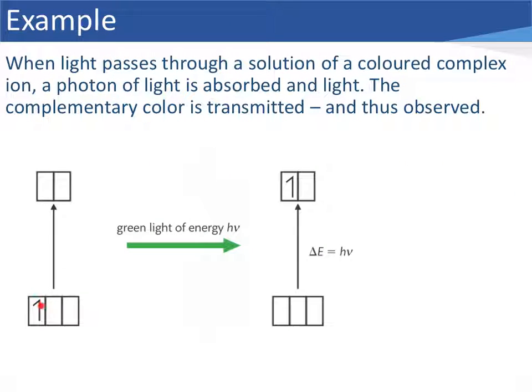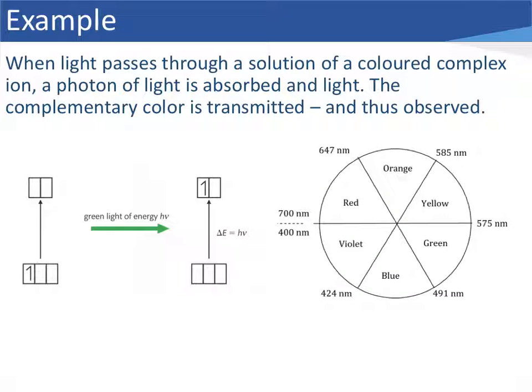So as an example, if there's an electron in the lower energy level of the 3d sublevels, this electron will absorb green light and be promoted up into the higher energy level. And by absorbing green light, if I look at the color wheel, it will appear red.